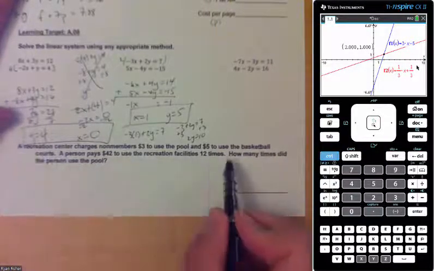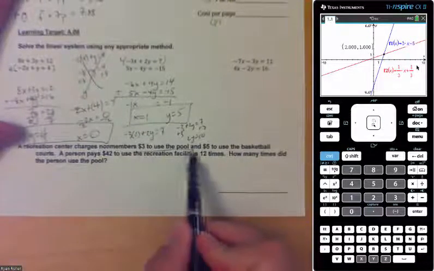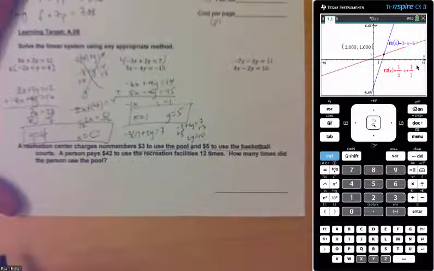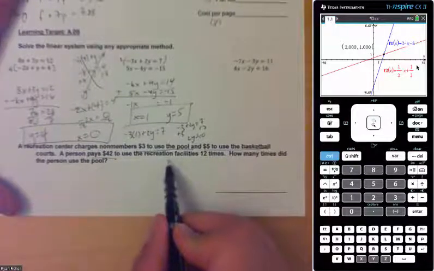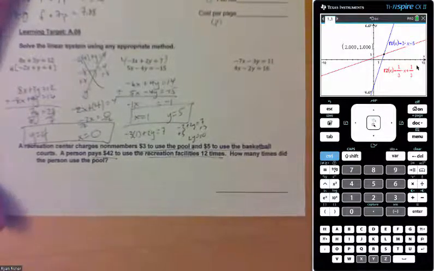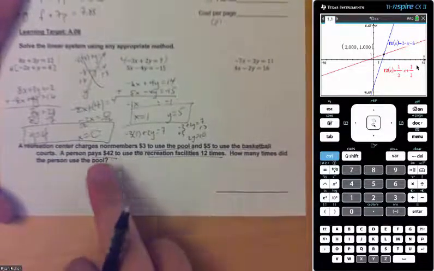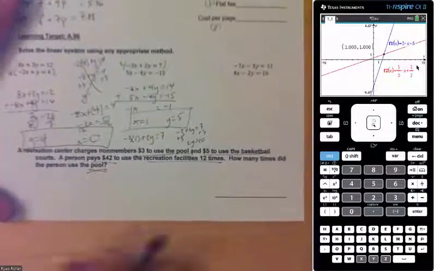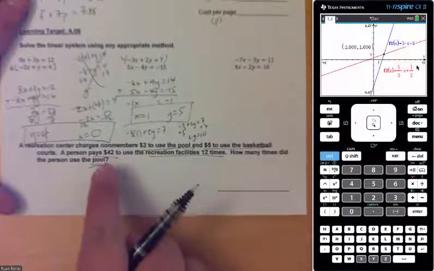This final story problem: a recreation center charges non-members $3 to use the pool and $5 to play basketball. If this non-member pays $42 and they use the facilities 12 times, how many times did they use each? In particular, how many times did they use the pool? I think this is a lot like the fish example from a couple of videos ago. Only instead of kinds of fish, this is like types of use.